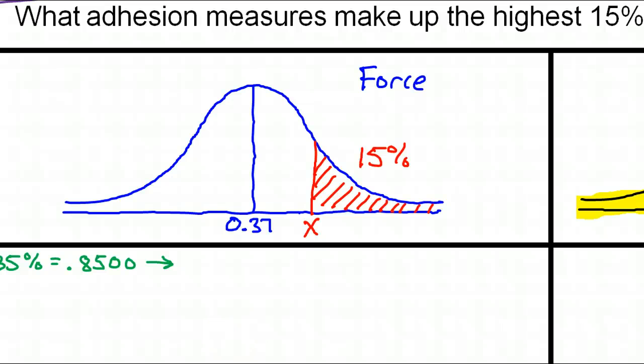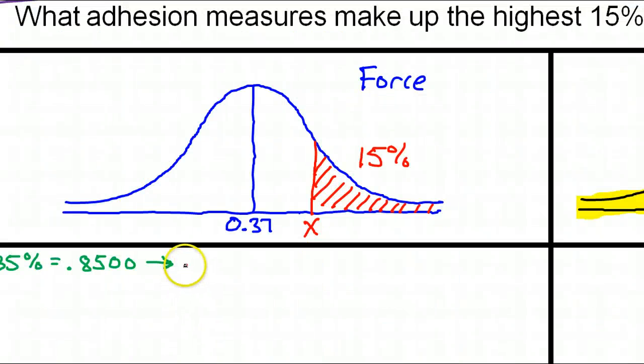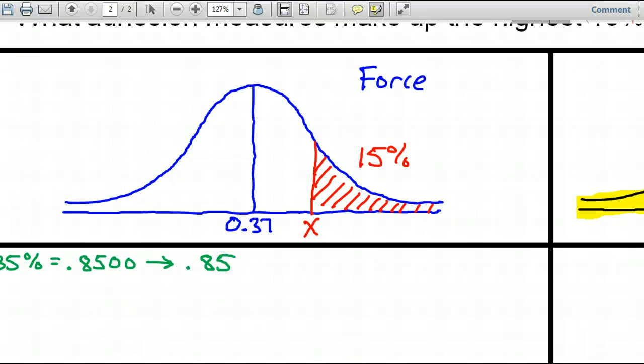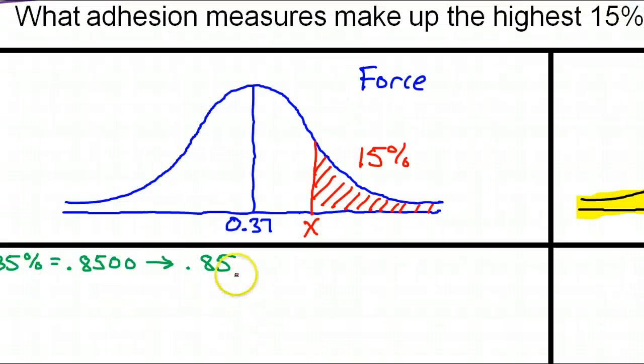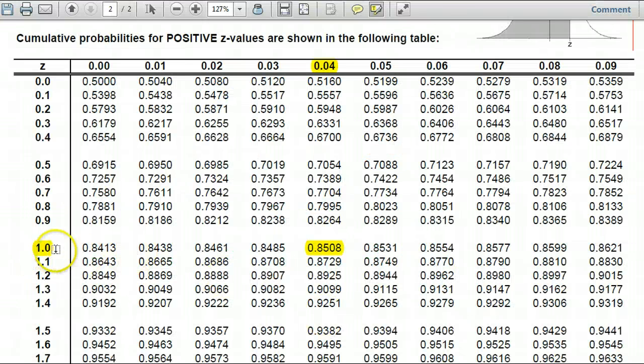Oh, I forgot to say what was the closest. So 0.8508 is closest. You must write this down. Okay, 0.85. You made me forget what it was. All right, 0.8508 is closest. So that means z equals, what was it? 1.04.